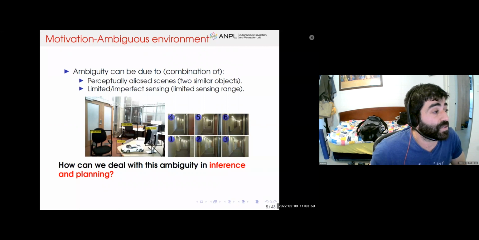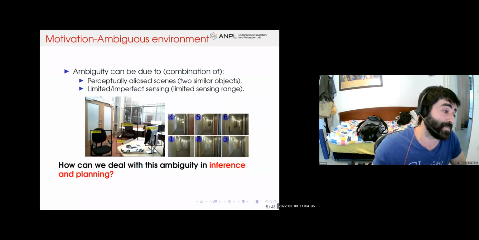Now, how can a certain scenario be ambiguous? The first, as mentioned in the previous slide, it can be due to a very high list setting, such as a setting which has large identical chairs and tables, etc. Second option would be a limited imperfect sensing, where actually a sensor can't retrieve or view all the possible landmarks in our surroundings. Now, how can we deal with such ambiguity on inference and planning? And in general, how can we make our perception more robust in such a case?